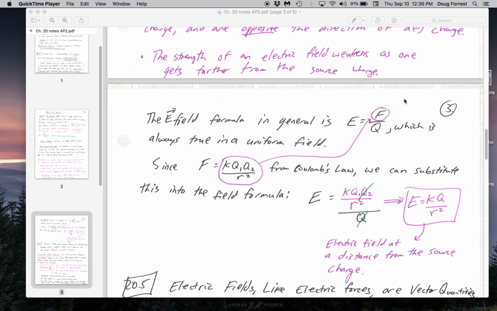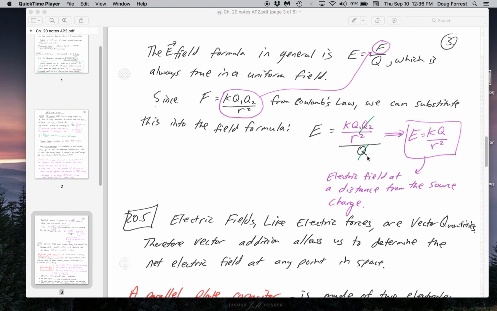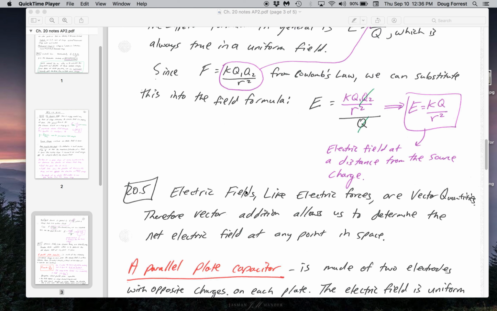So as I said, in general, the formula for electric field is this. Since force, according to Coulomb's law, is equal to K, charge 1 times charge 2 over the distance between them squared, if we combine those two, this would give us the force between charges, and then we find out that one of those charges tends to cancel out. And so the electric field at a particular point in space caused by a source charge is equal to the constant multiplied by the magnitude of the source charge divided by the distance squared. So this is the electric field at a distance from a source charge or a point source.